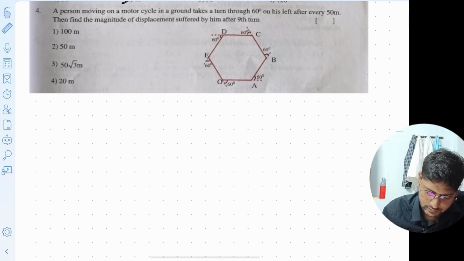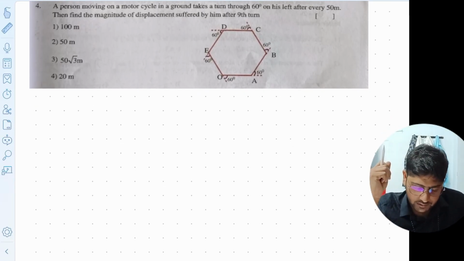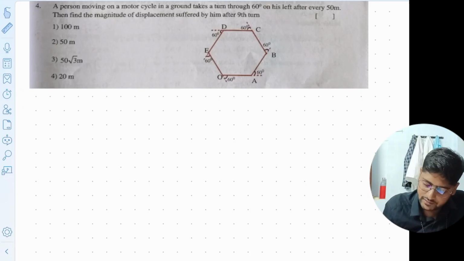Now solve question number 4. A person moving on a motorcycle in a ground takes a turn of 60 degrees on his left after every 50 meters. Then find the magnitude of displacement suffered by him after the ninth turn. So what has he done?